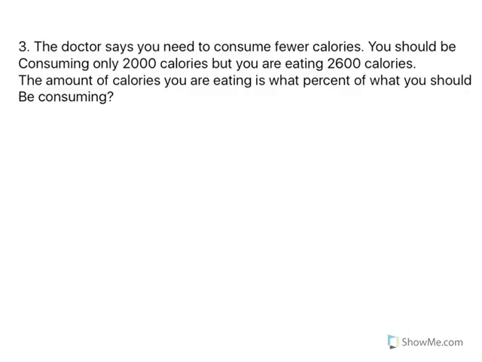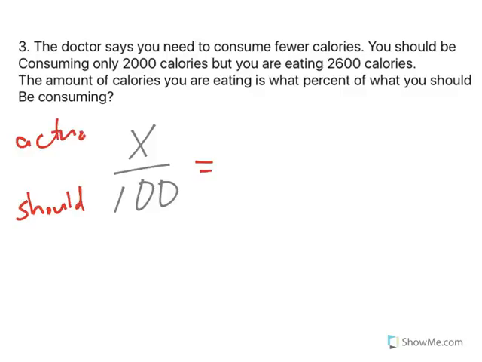Last one. The doctor said you need to consume fewer calories. You should be consuming only 2,000 calories, but you're eating 2,600. The amount of calories you're eating is what percent of what you should be consuming. So we're talking about what percent. So I am going to have the x over 100. Now, this is what you should be, right? 100% is what you should. The top is your actual.